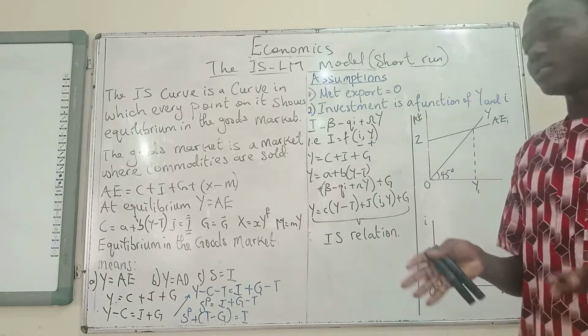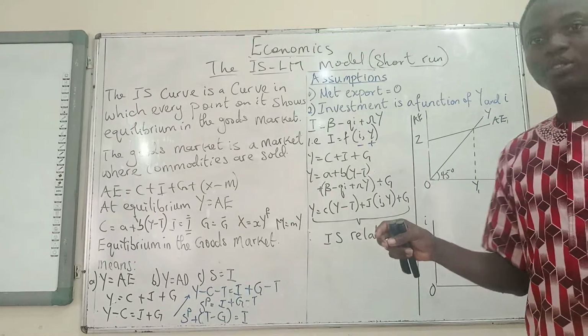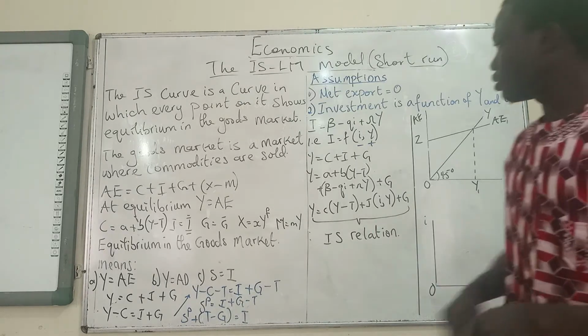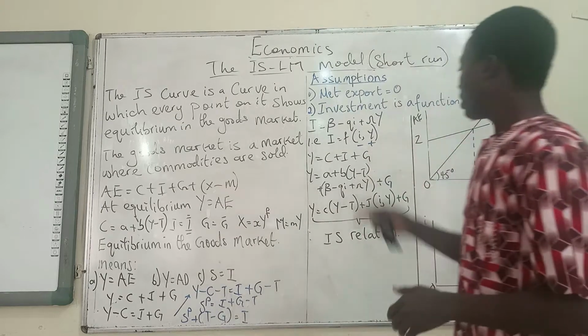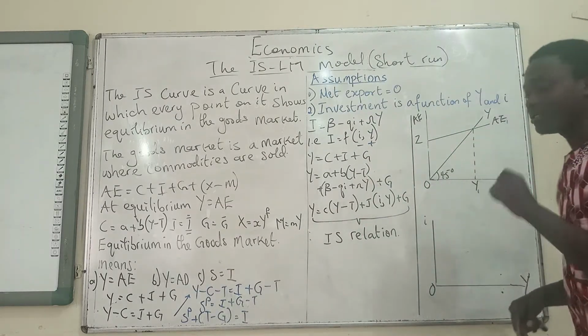So that is there that NX is zero. That is, there is no interaction with foreign economies. Okay, so which means x minus m is zero. So we are left with c plus i plus g.